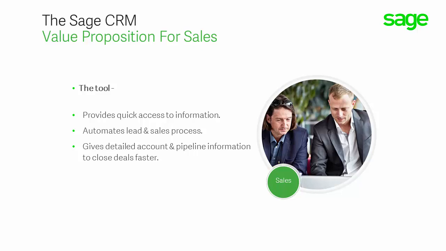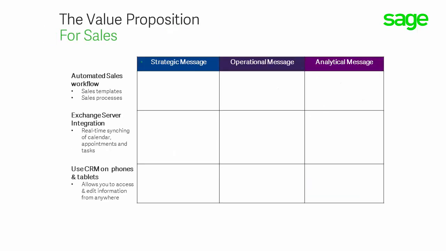So again, let's now take a look at the typical features in Sage CRM and see how we can flow or shape those pain point conversations along those feature dimensions. Some features on the left-hand side just to set the examples up, and then the strategic, operational, analytical across the top. So let's look at workflow in the context of sales.